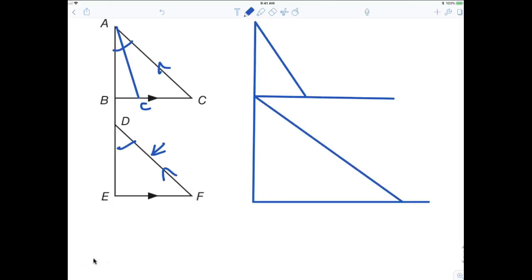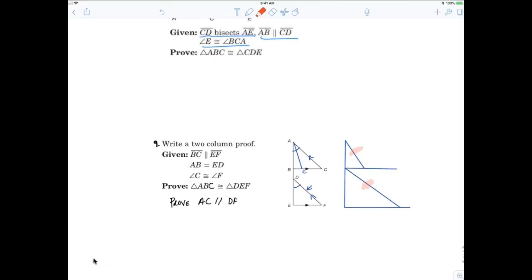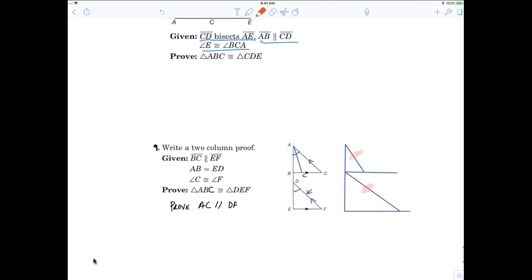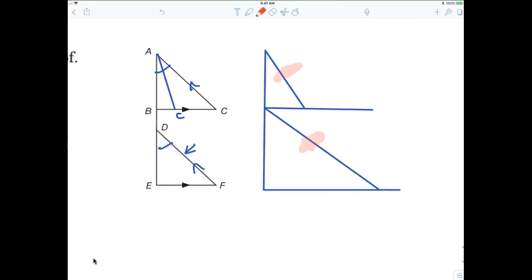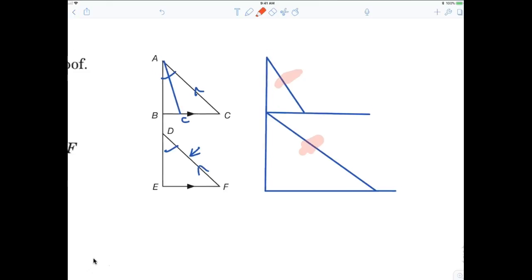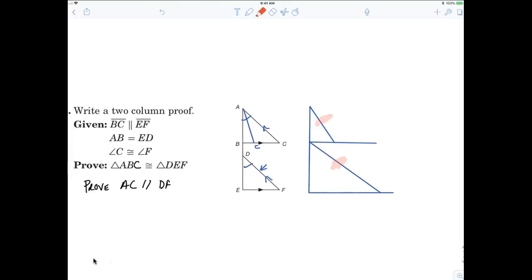Those lines right here are not parallel, because the angles are the same. The angle in the corner, is it the same? Exactly. So if the angle C is congruent to angle F, therefore the lines have to be parallel because they come off of two parallel lines. Like how it can't be anything else, right?